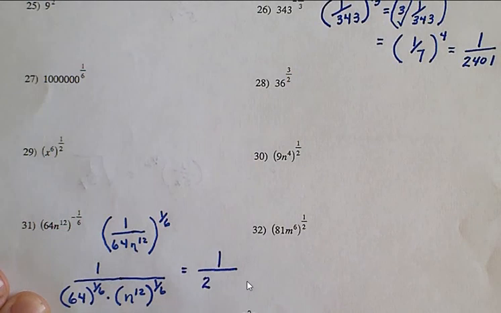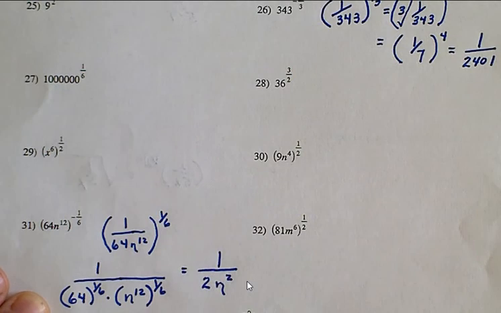Now, n to the 12th to the 1/6 power, remember, that's just the power rule. When you have a power raised to a power, you multiply them together. And when you multiply 1/6 times 12, you get 2. So that just becomes n squared.